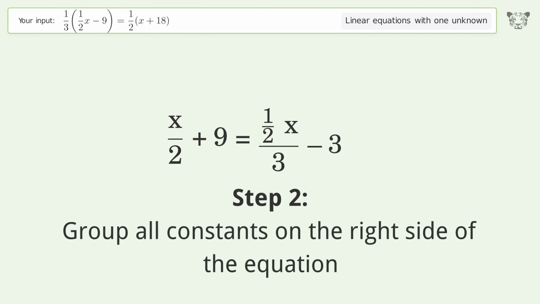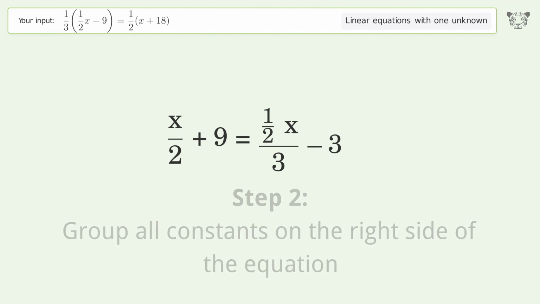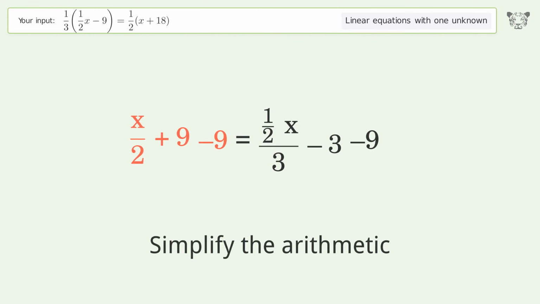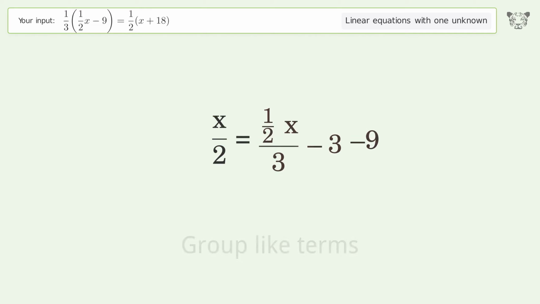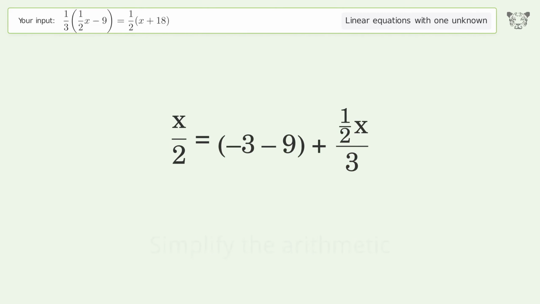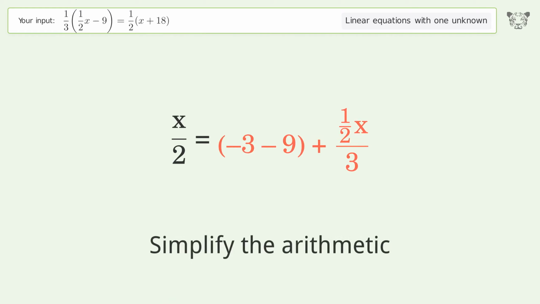Group all constants on the right side of the equation. Subtract 9 from both sides. Simplify the arithmetic. Group like terms. Simplify the arithmetic.